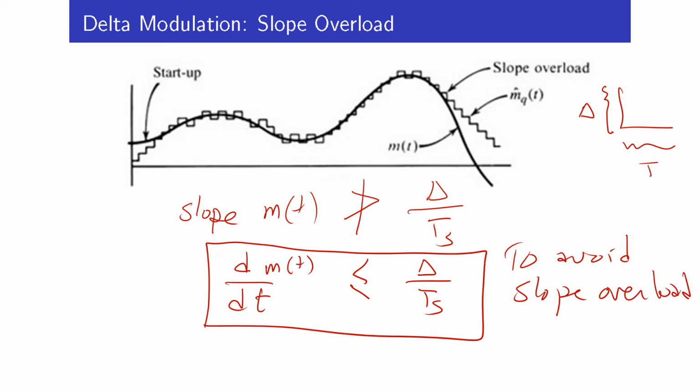In order to avoid the slope overload, we can either make our step size larger, or make our TS smaller. The problem of making TS smaller is that the sampling frequency, remember, is 1 over TS, so a smaller TS means larger FS, and we have already done oversampling, so increasing the sampling even more will increase the bit rate. So we might not prefer to decrease TS. The other way to avoid the slope overload is to increase the value of delta until we achieve this condition. However, increasing the value of delta also has a drawback.